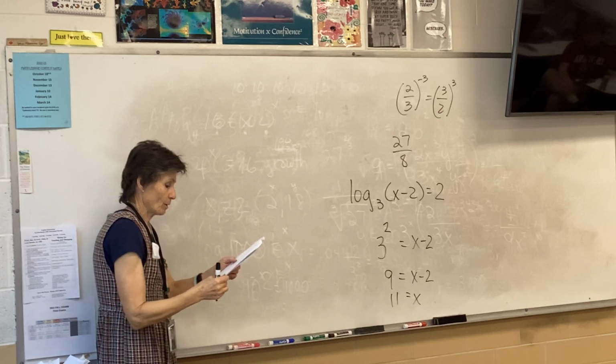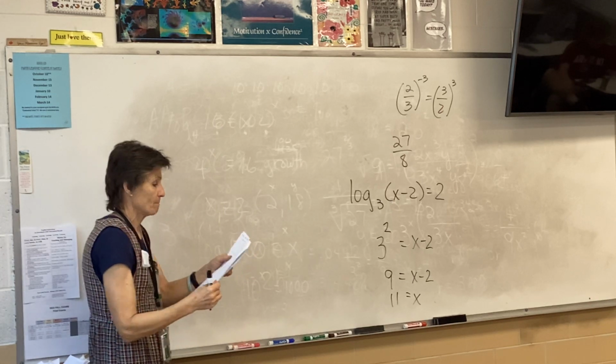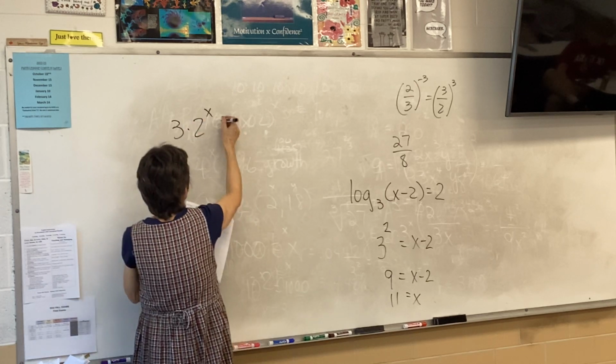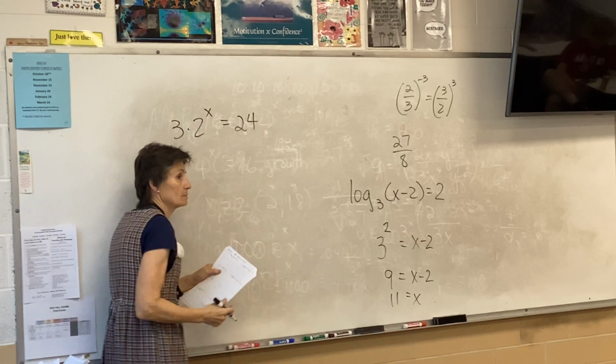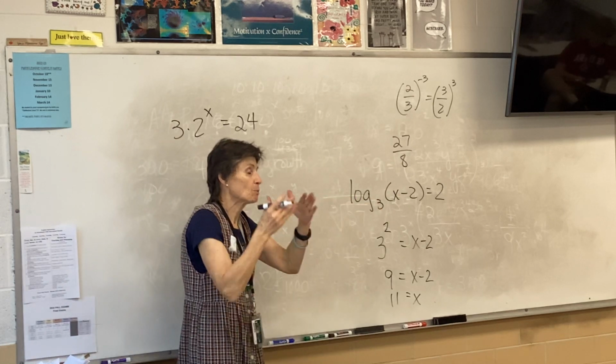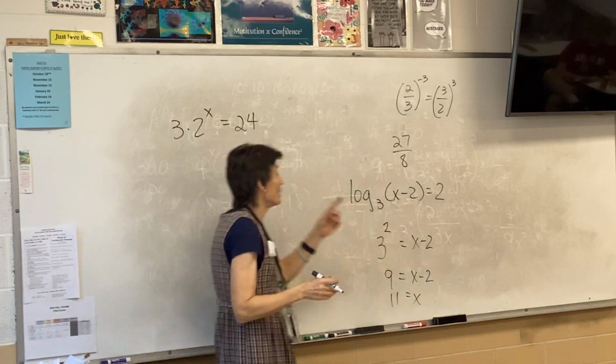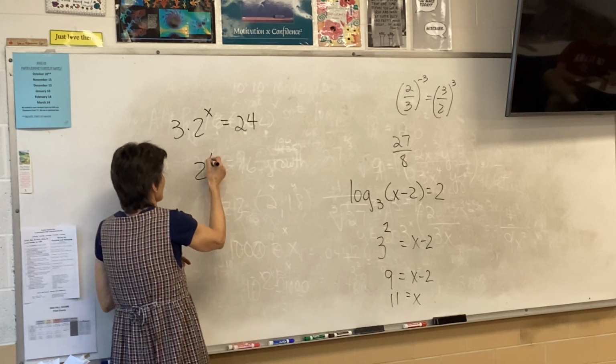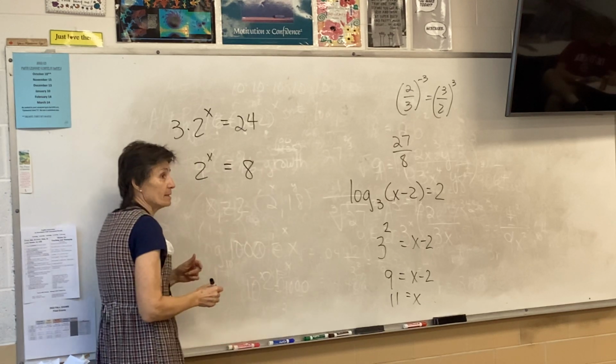Add 2. It would be 11, wouldn't it? All right, we're gonna finish this column and then we'll be done for the day. B, 3 times 2 to the x equals 24. Divide by 3. It's what we do in our word problems, right? We don't want to have this extra number hanging around. So we're going to divide by 3. So 2 to the x equals 8.